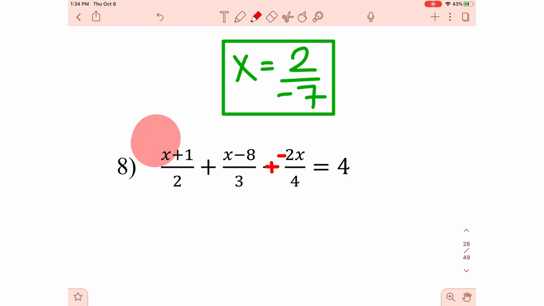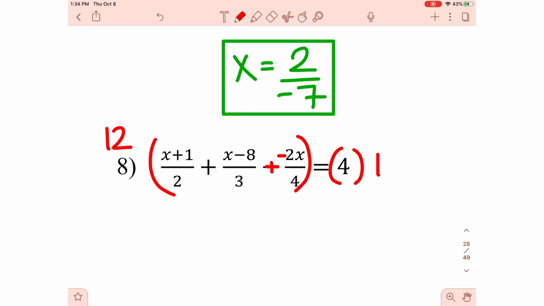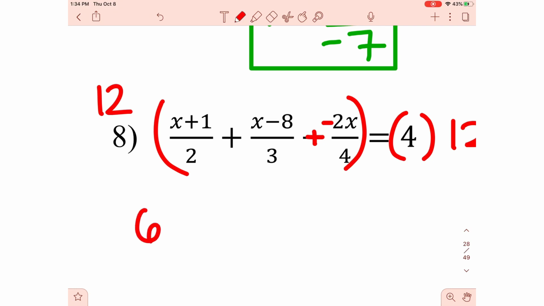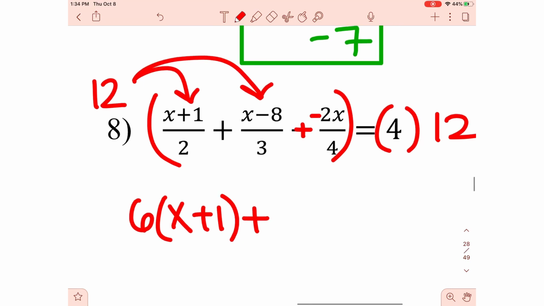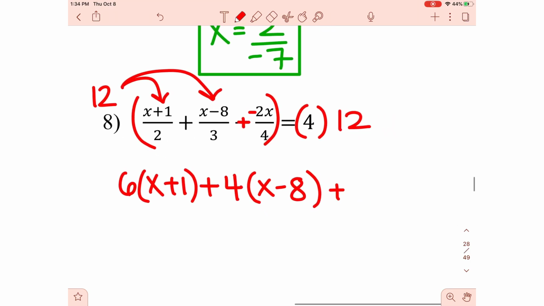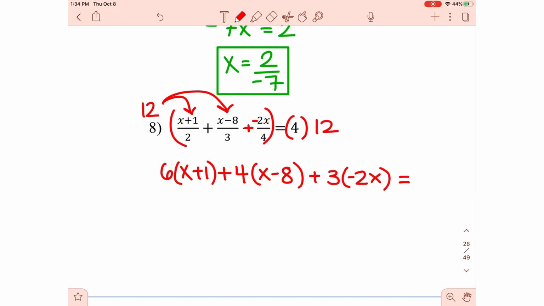That number's 12. So I'm going to multiply my left side by 12, but I also have to multiply my right side. All right, so when I multiply the 12 here, 12 over 2 is going to reduce to 6. It looks like this, 6, and then I'm left with that x plus 1. That's when I multiply the first fraction. When I multiply the second fraction, 12 over 3 is 4. I still have the x minus 8. And 12 over 4 is 3. So that's times the negative 2x. And on the other side, 12 times 4 is 48.